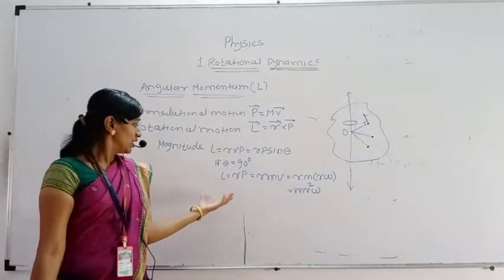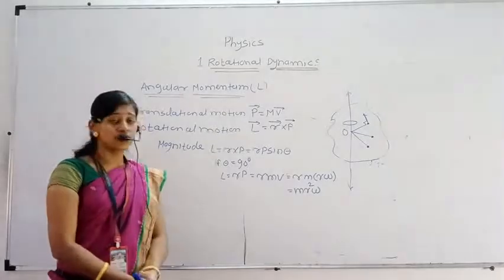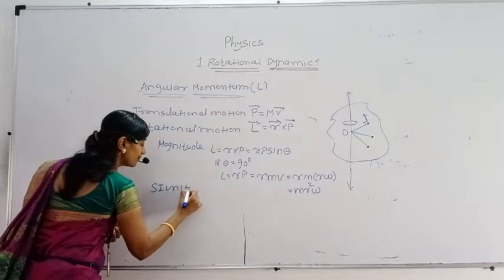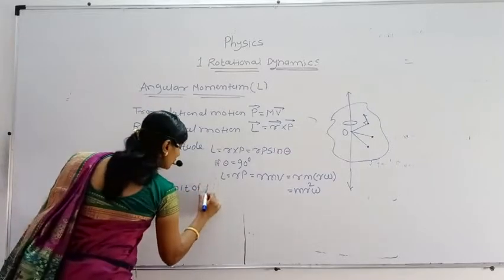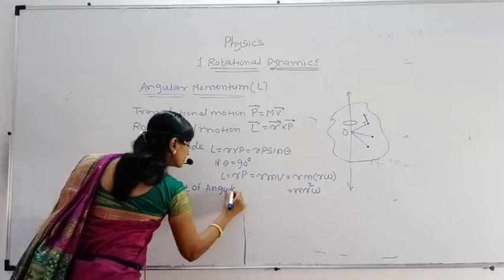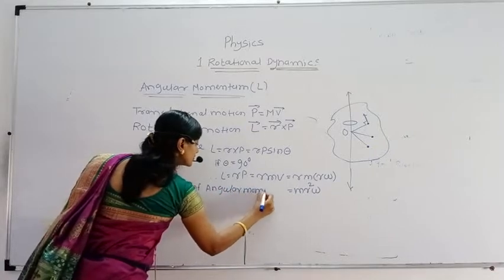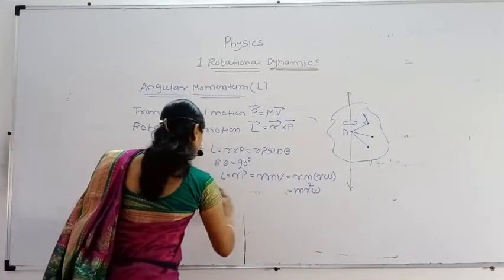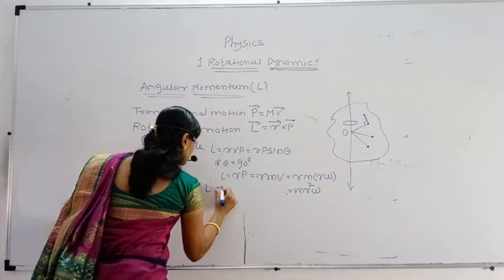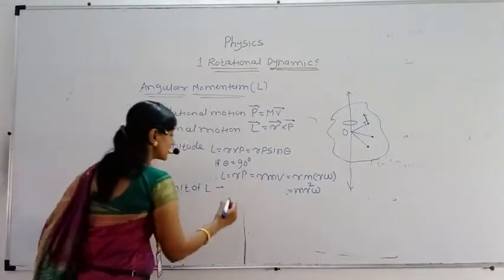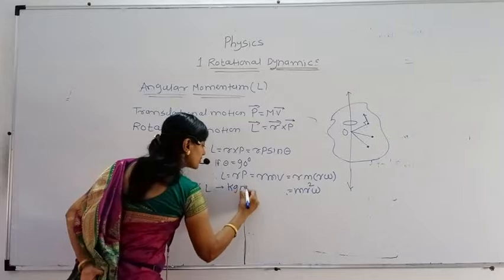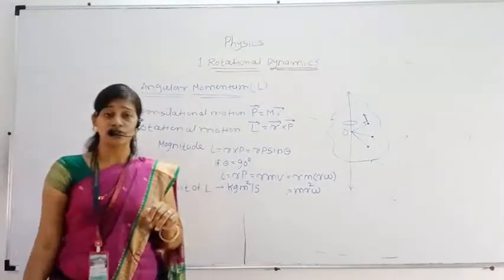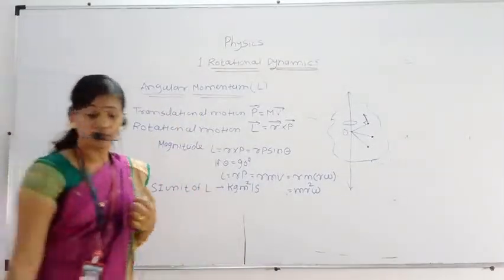If we want to find its SI unit, what is the SI unit of angular momentum? The SI unit is kg meter square per second. This angular momentum has another name also. It is called the moment of linear momentum.